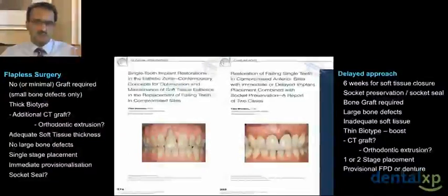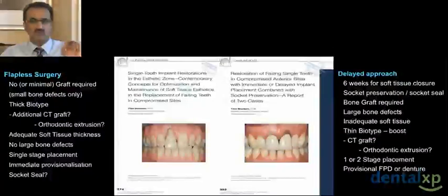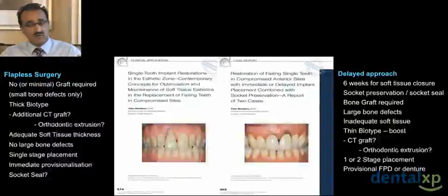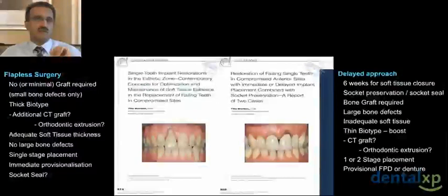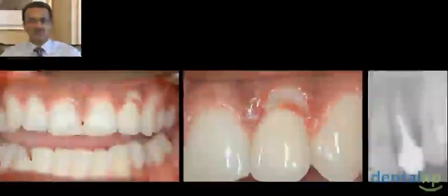So in our delayed approach, we've got the options: wait 6 weeks for soft tissue closure, and then we can do our augmentation, or we can do a socket preservation technique, which some people prefer. My preference is probably not the socket preservation. I think that really just takes more time, and I'd rather just wait 6 weeks. And let's show you how we work.